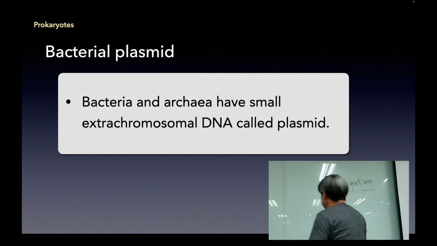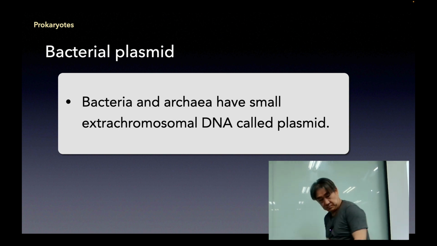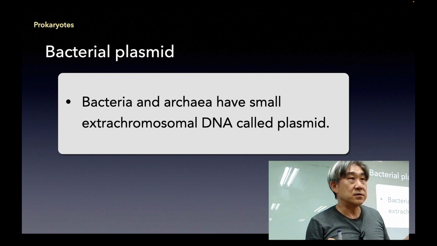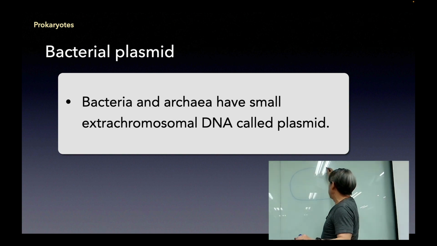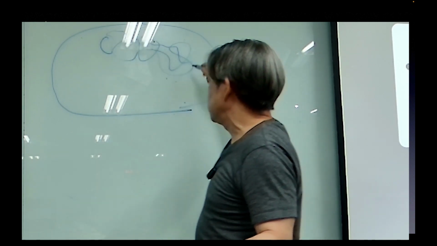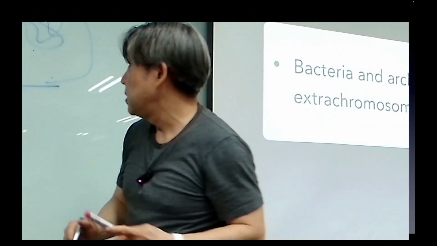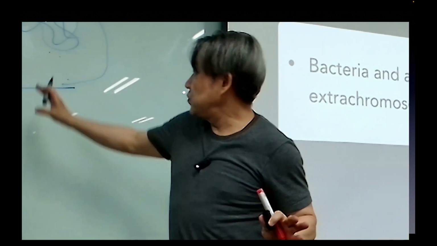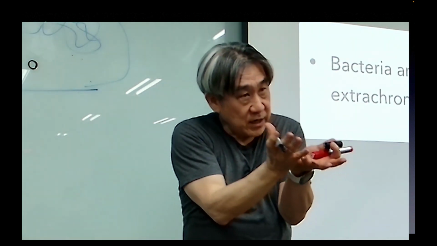And the beauty of this plasmid is, did I mention the plasmid before here in this classroom? Did I? No? Okay. So let's say this is a bacterial cell. You have a main chromosome, which is circular. But additionally, you have a small circular extra chromosome, which is independent from the bacterial chromosome, a small circular DNA called the plasmid.